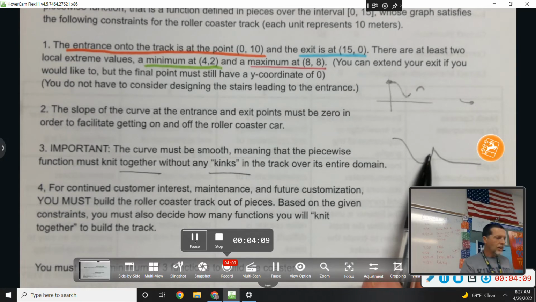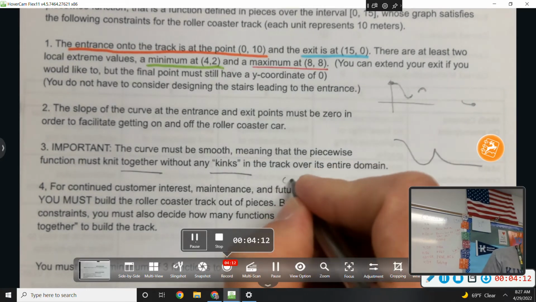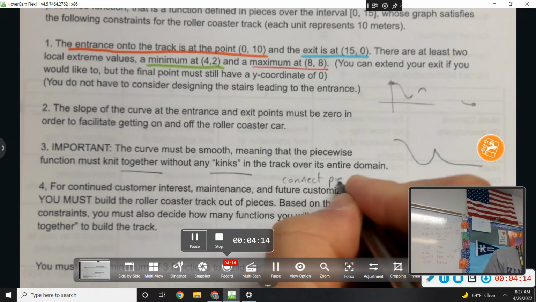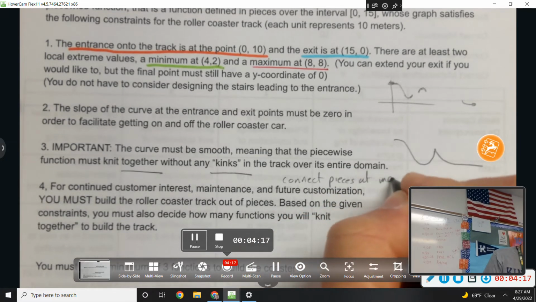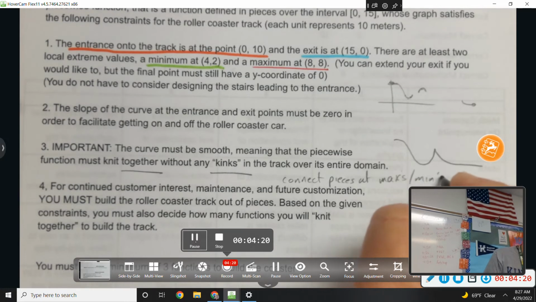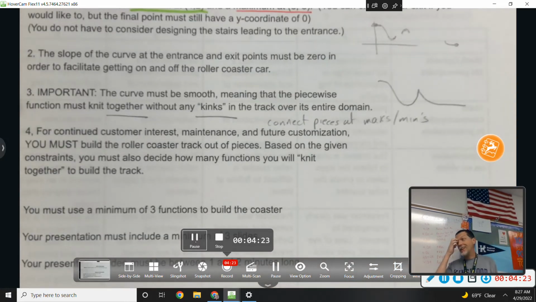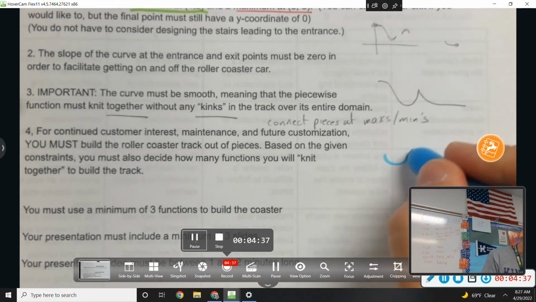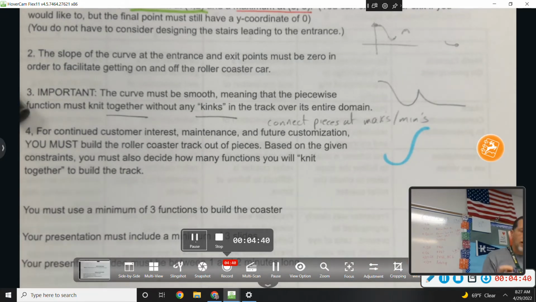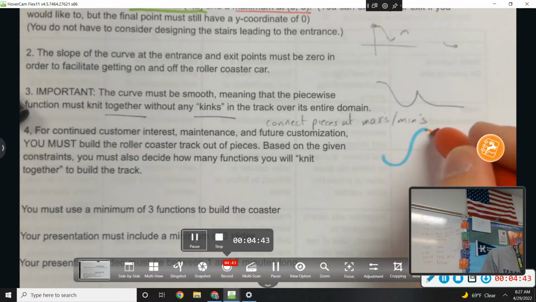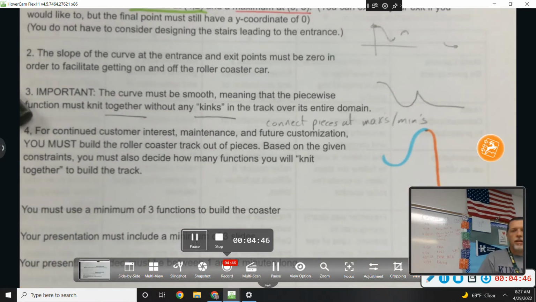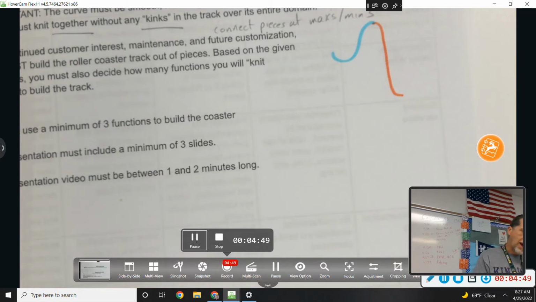A hint on that is if you connect the pieces at maxes or mins, it makes the connection a lot easier and a lot smoother. If you try to connect it midway through a sine or cosine curve, it's almost never going to be exact. I'll be able to zoom in and see that there's a kink there. So it's much easier to make the connections at the top and the bottom, something like that.